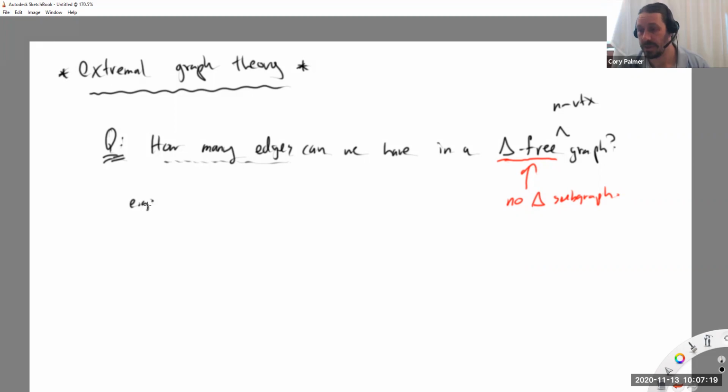Yeah, Van, that's right. Trees don't have triangles because they don't have cycles at all. Unfortunately, trees are sparse, right? They really don't have a lot of edges. What's another category of graph that has more edges and still doesn't have a triangle?